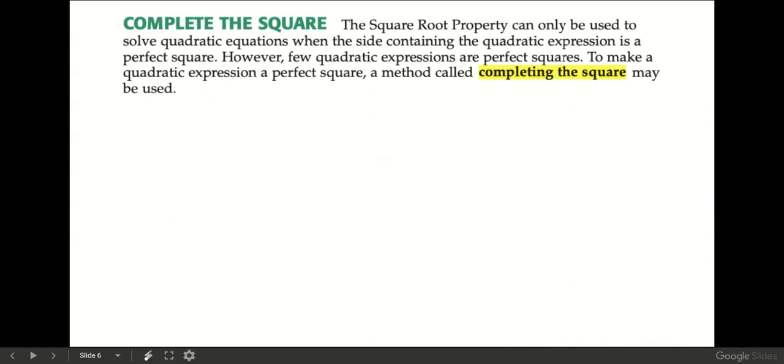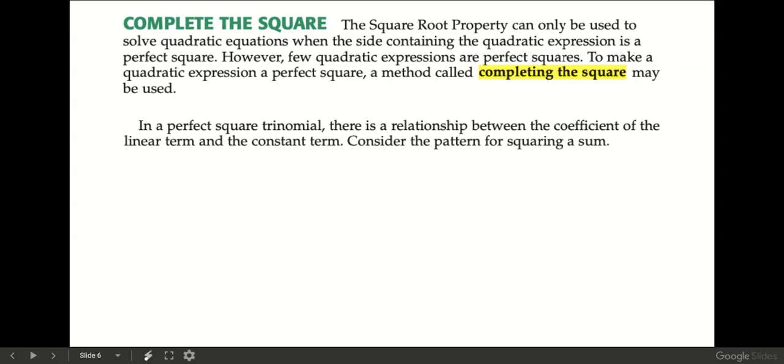So the square root property can only be used to solve quadratic equations when the side containing the quadratic expression is a perfect square. However, few quadratic expressions are perfect squares. To make a quadratic expression a perfect square, a method called completing the square may be used. So if our problem doesn't present itself with a perfect square trinomial, then we have to use this completing the square method to turn it into one.